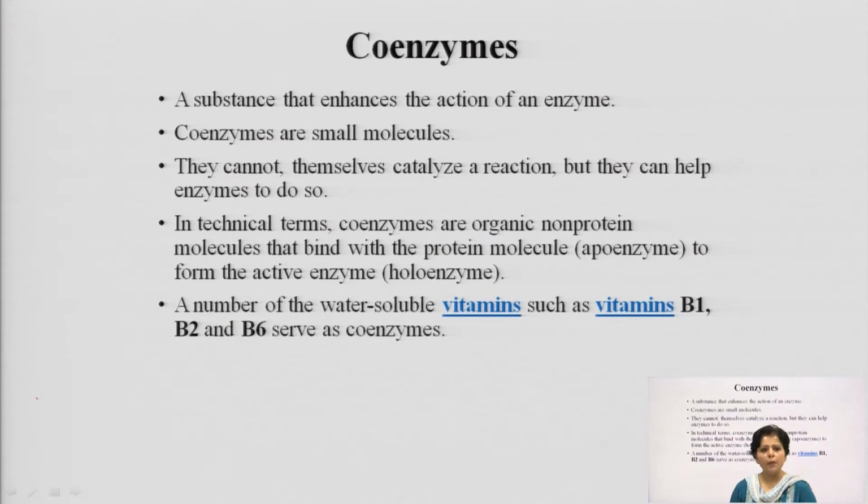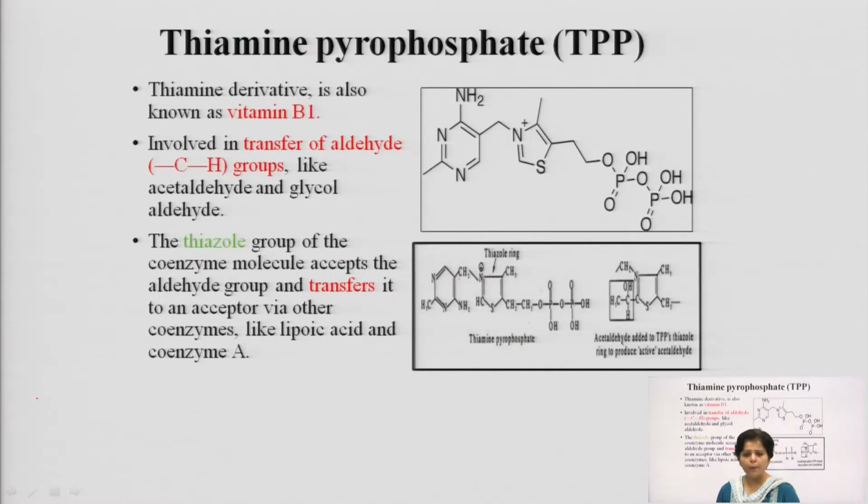The coenzyme does not perform the catalytic reaction by itself, it does not do any catalysis process by itself, but it helps the enzyme to do so. In technical terms, coenzymes are organic non-protein molecules that bind with the protein molecule or apoenzyme to form the active enzyme, or we can say the holoenzyme. A number of water soluble vitamins such as vitamin B1, B2, B6 serve as coenzymes. Now we will see one by one.